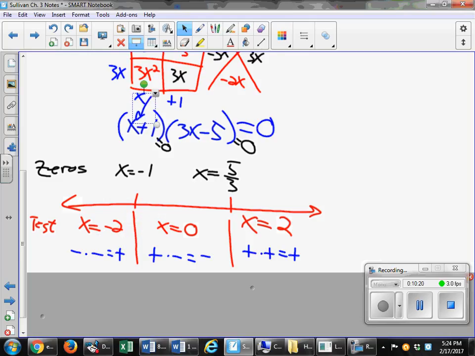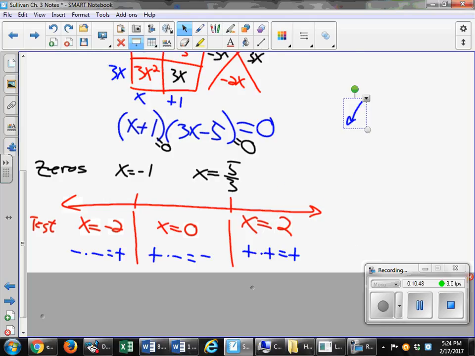If I put a 0 in for each of these x's, this first quantity is going to turn out positive. The second quantity is going to turn out negative, and I'll have a positive times a negative, which will be negative. And same thing when I put 2 in, that'll be positive because it'll be a positive 2 plus 1. We might have to do a little bit of math here. 3 times 2 is 6 minus 5, that's positive. So a positive times a positive is a positive.